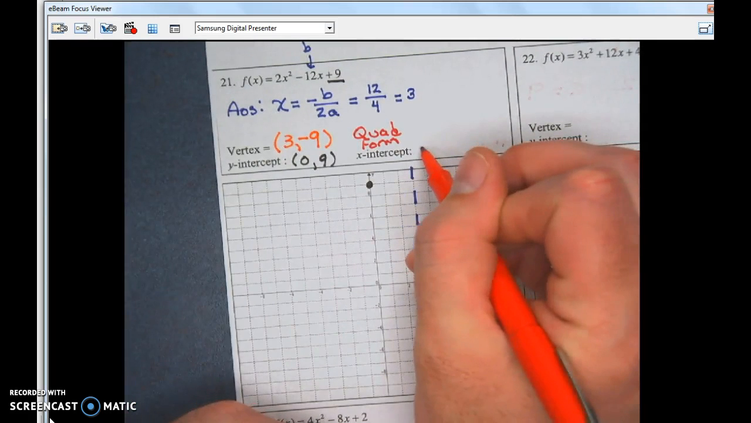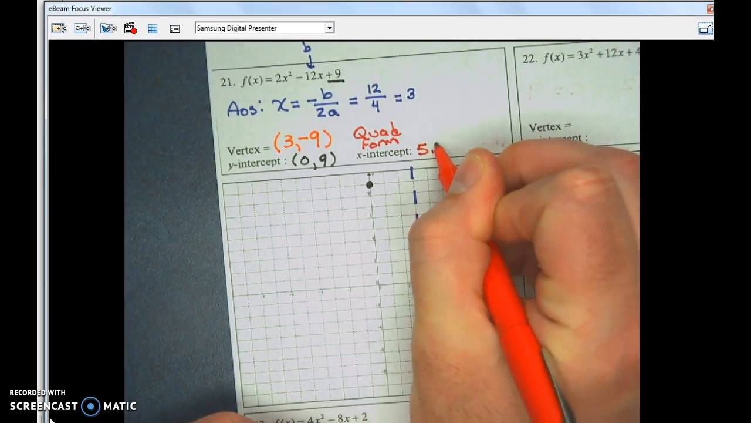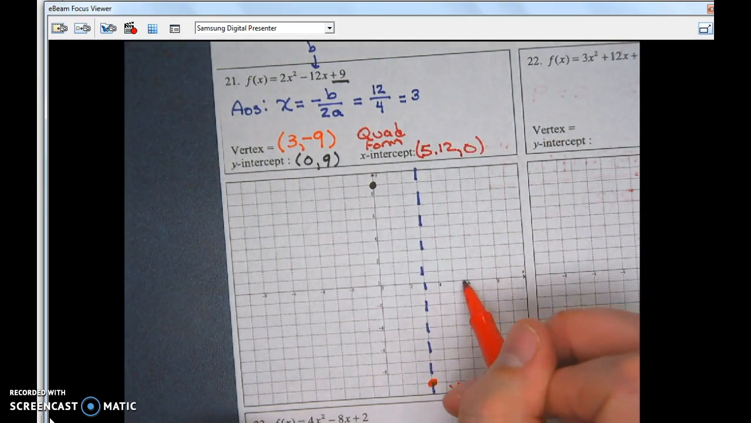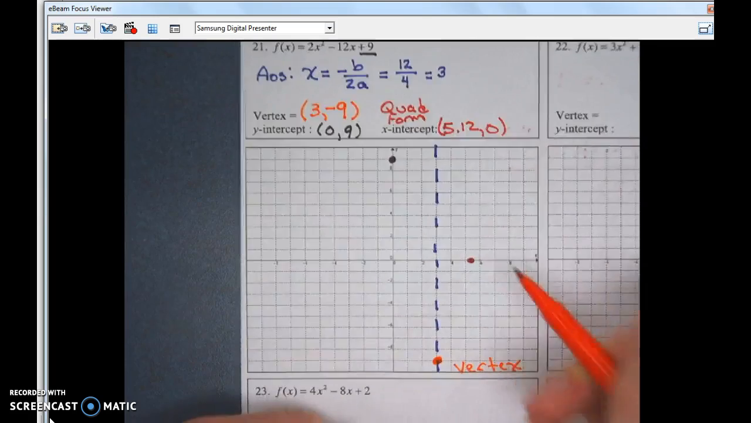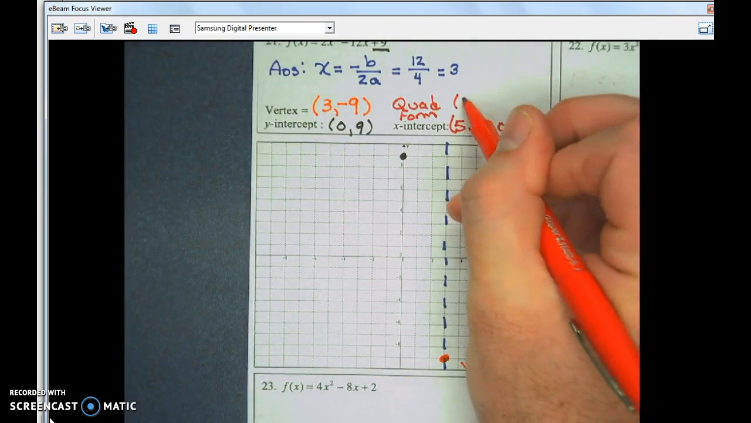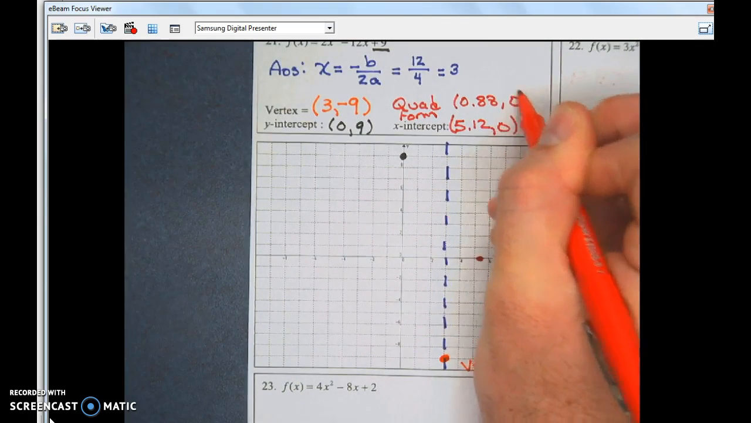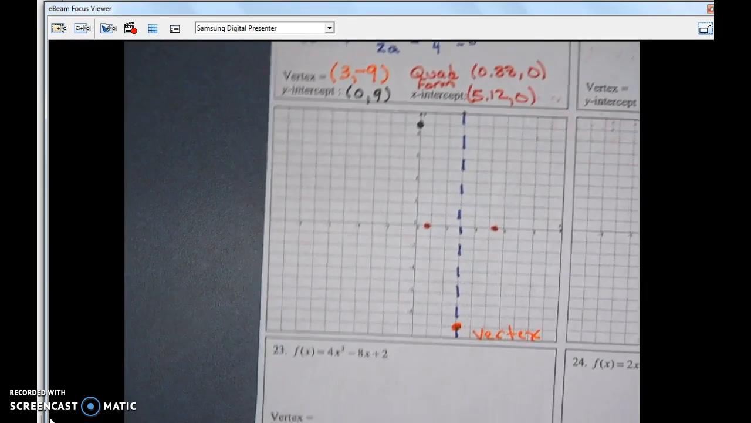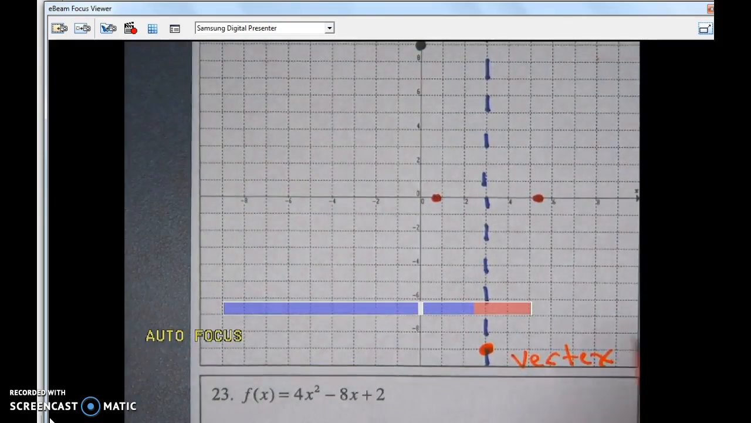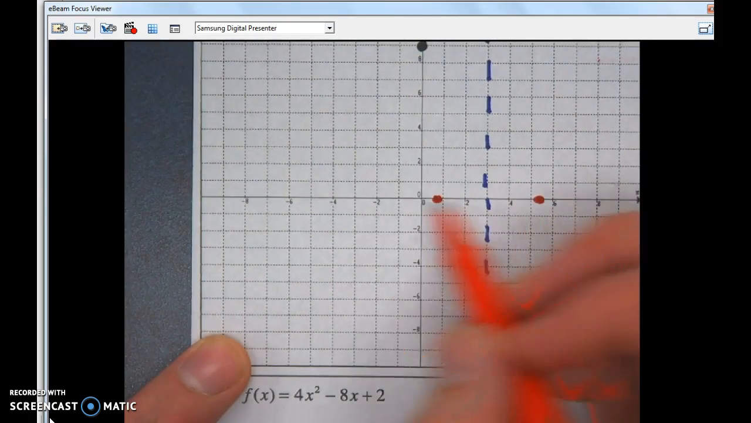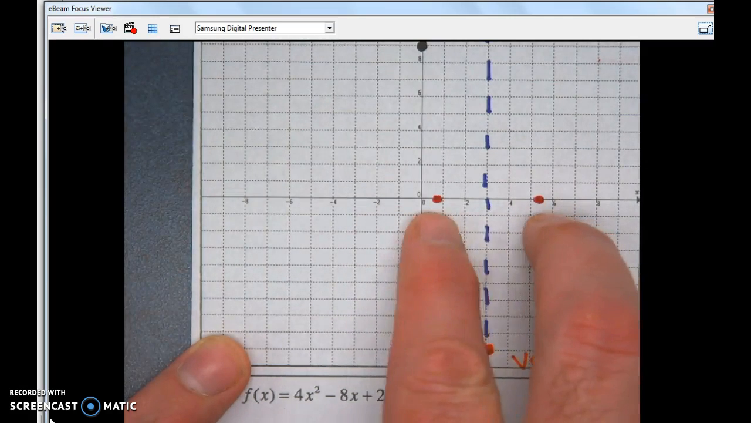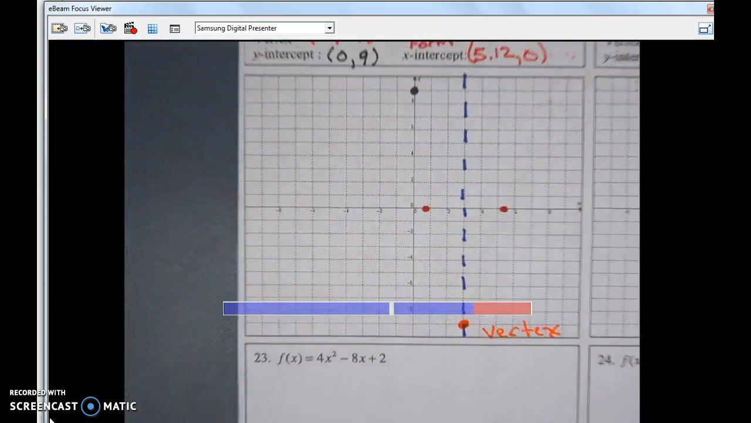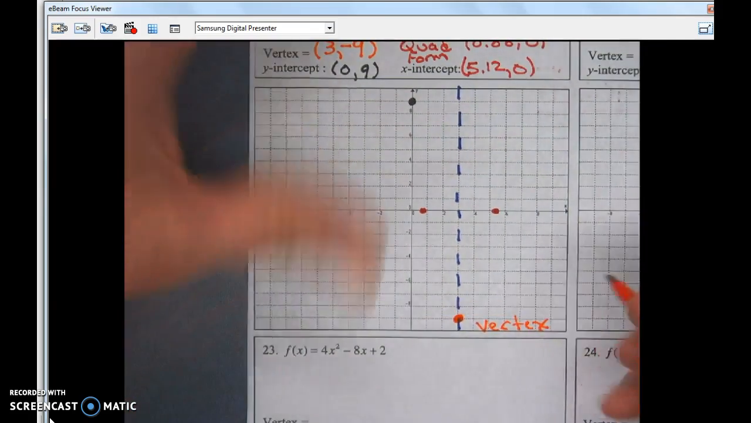So my x-intercepts are 5.12 comma 0, 5.12 over, and the other one was at 0.88. So that's right here, almost at 1. So as I go to put these zeros in, or x-intercepts, notice they're symmetrical. If they don't end up being symmetrical, the same distance from your axis of symmetry, then you know you made a mistake. Then it's just a matter of graphing it.